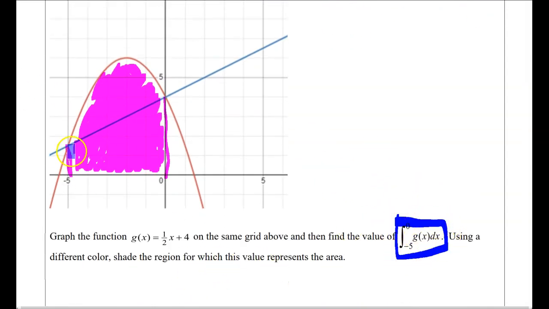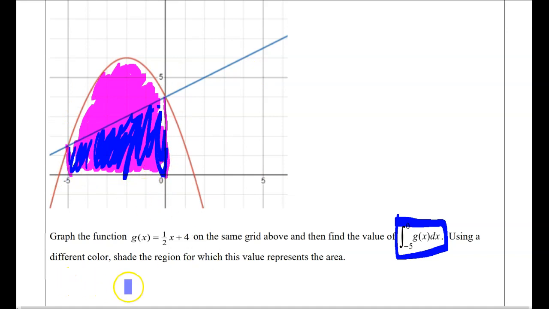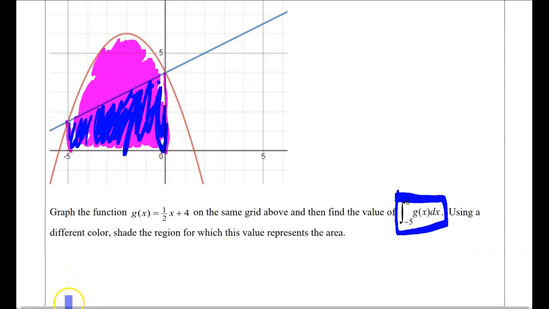And then again, we're asked to shade the region for which this value represents the area. And that would be, again, from -5 to 0 underneath the curve until we get to the x-axis. So notice we have some overlap here, right? And that's intentional. And then we're asked to find the value of the integral. Again, we could do this by hand. I'm going to do it on the calculator.